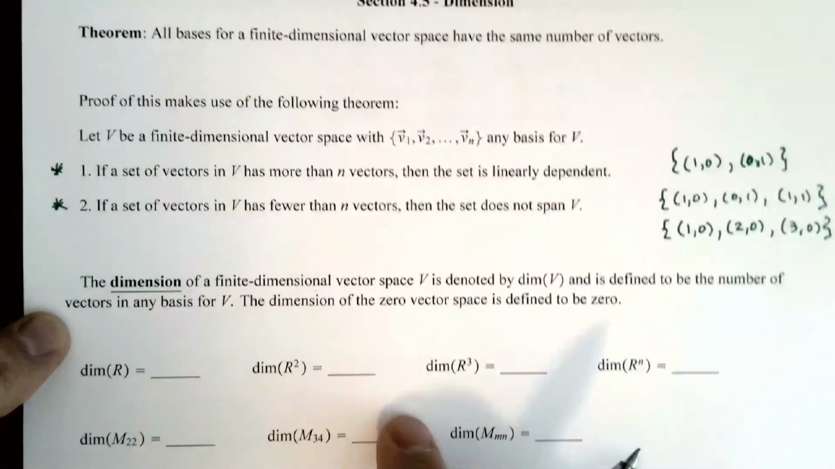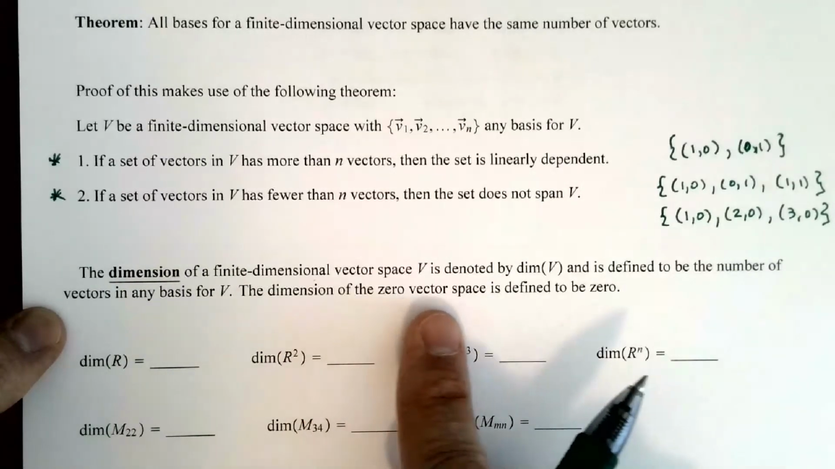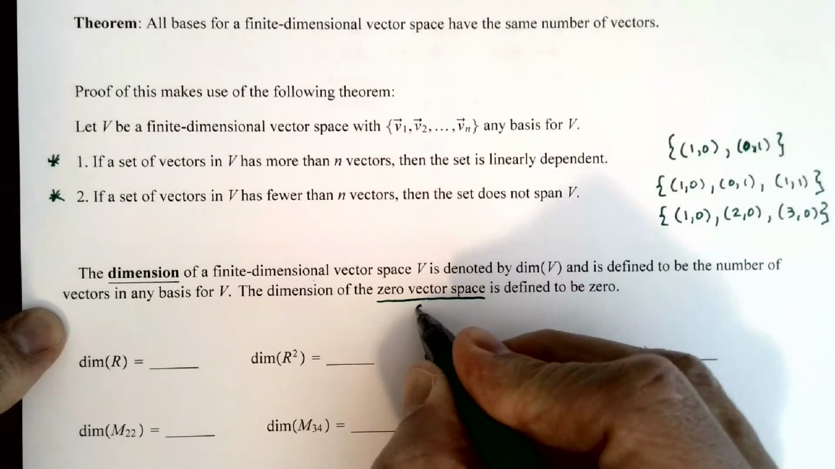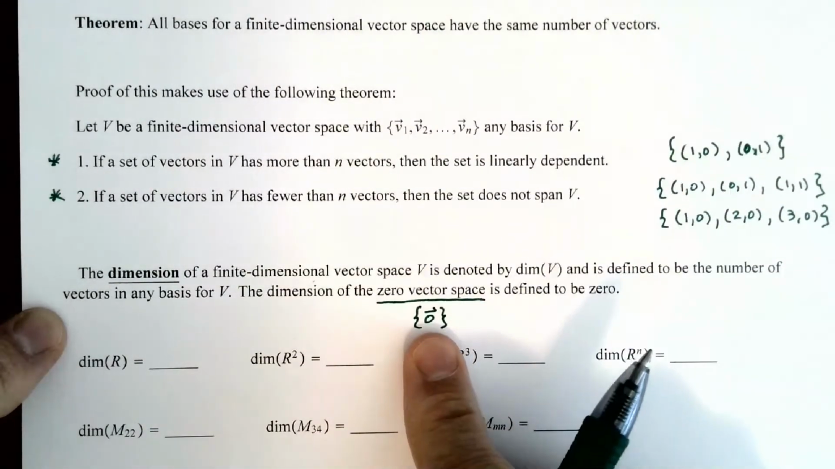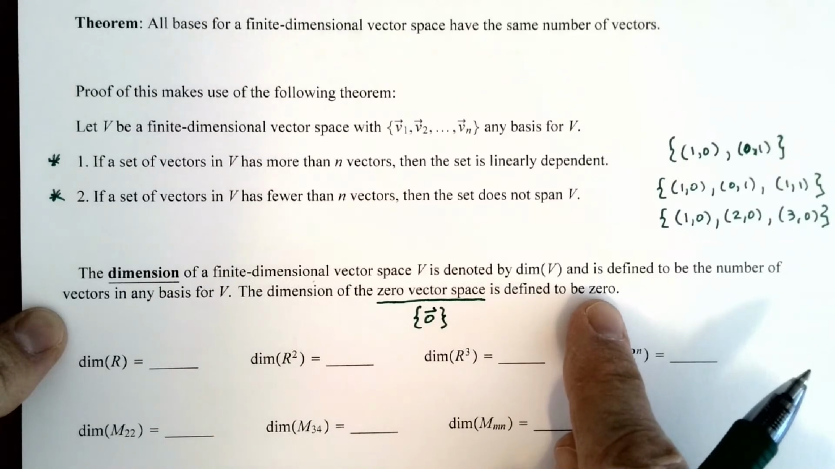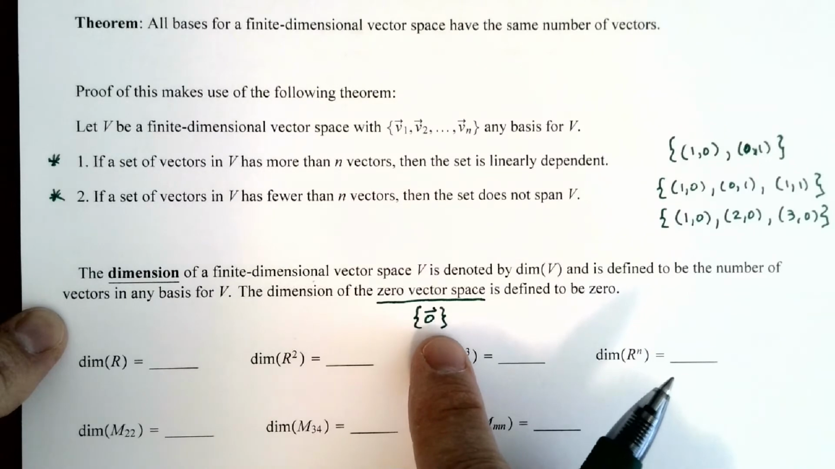Okay, let's talk about dimension of some vector spaces. First of all, the dimension of the zero vector space. Remember, the zero vector space is simply the vector space containing only the zero vector. It's the trivial vector space, if you want to call it that. That dimension has to be defined to be 0. That means that any basis for this vector space cannot have any vectors in it, or what we say, it's the empty set. You say, well, that doesn't make any sense.